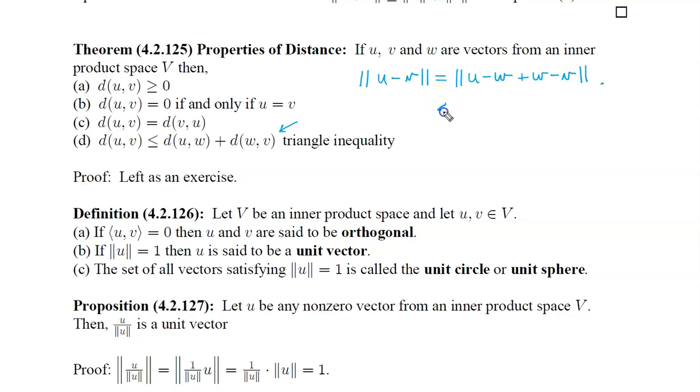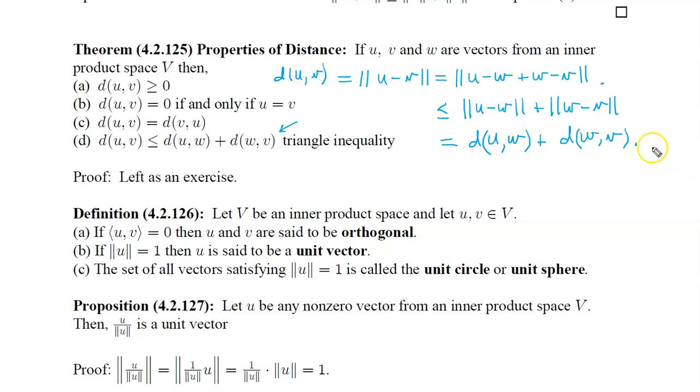Now by the triangle inequality, this is going to be less than or equal to, right? And this is equal to your distance between u and w. And this term right here is your distance between v and w, or w and v. Okay, and of course what we started with up here was the distance between u and v right there. So that proves the triangle inequality.